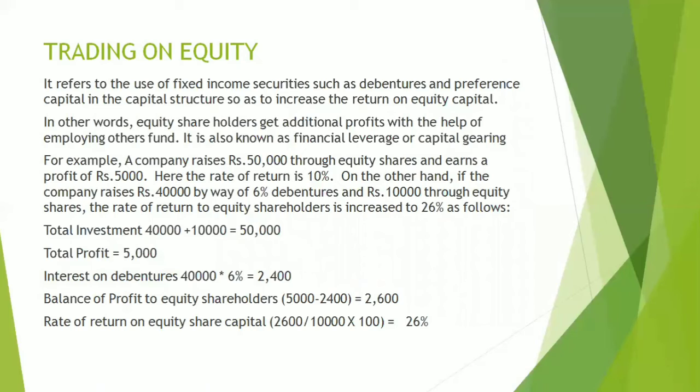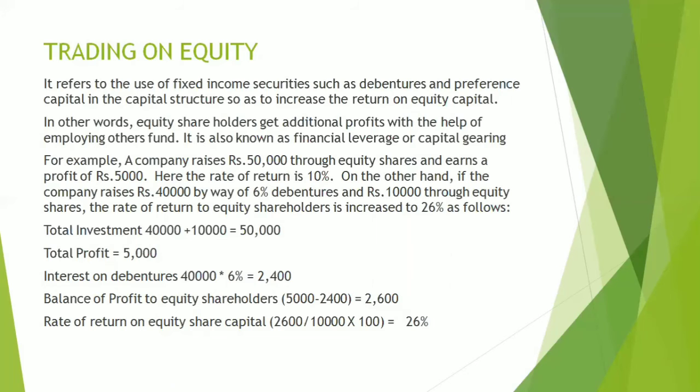So now let us discuss in detail what is trading on equity. Already I discussed financial leverage is nothing but trading on equity. It refers to the use of fixed income securities such as debenture and preference capital in the capital structure so as to increase the return on equity capital. So trading on equity means use of fixed income security. Debenture is a fixed income security because on debenture a fixed rate of interest is given. Preference share capital is also a fixed income security because the rate of dividend on preference share is also fixed. So when you use fixed income securities in the capital structure to increase return on equity capital, it is known as trading on equity.